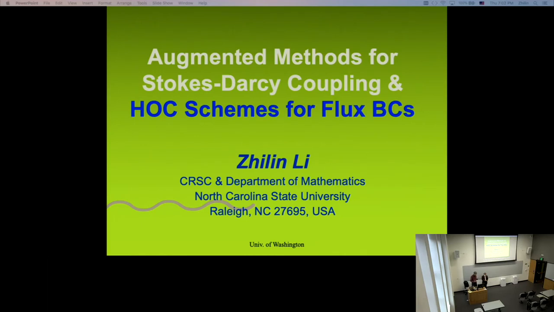So he now has a book with Kazi Ito on this topic, and he's written many papers in that direction. He's also worked on a number of other things in regards to fluid structure interaction, high order methods, related computational techniques for many different types of problems. He's been at the North Carolina State University for most of his career. He's been very productive there, and I think today he's gonna talk to us a bit about some high order compact difference schemes related to fluid structure interaction problems.